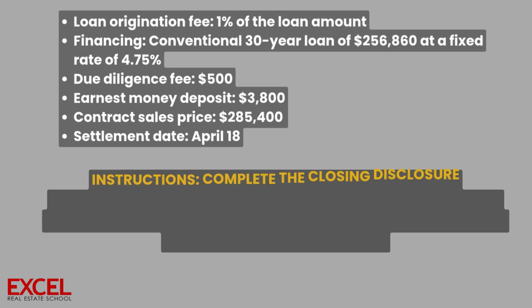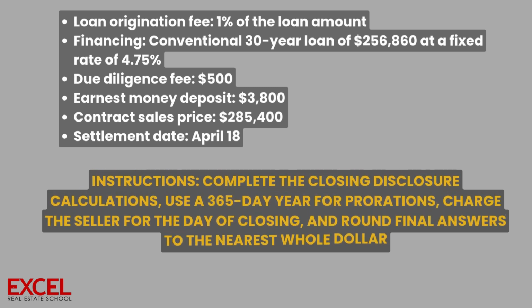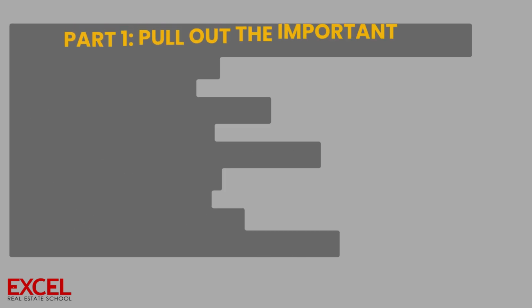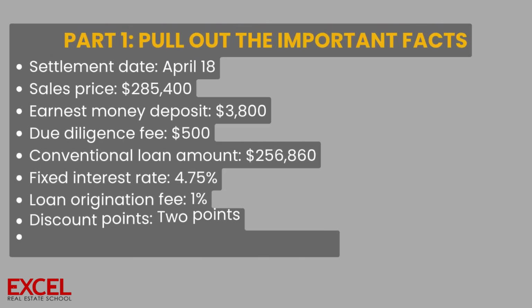Now, instructions. Complete the closing disclosure calculations using the 365-day year for prorations. Charge the seller the day of closing and round the final answer to the nearest whole dollar. So as you listen to the problem, do not start calculating everything yet. First, sort out numbers into one of 4 groups: buyer loan, buyer prepaids and reserves, seller expenses, and credits and prorations. So part 1, we're going to pull out the important facts.